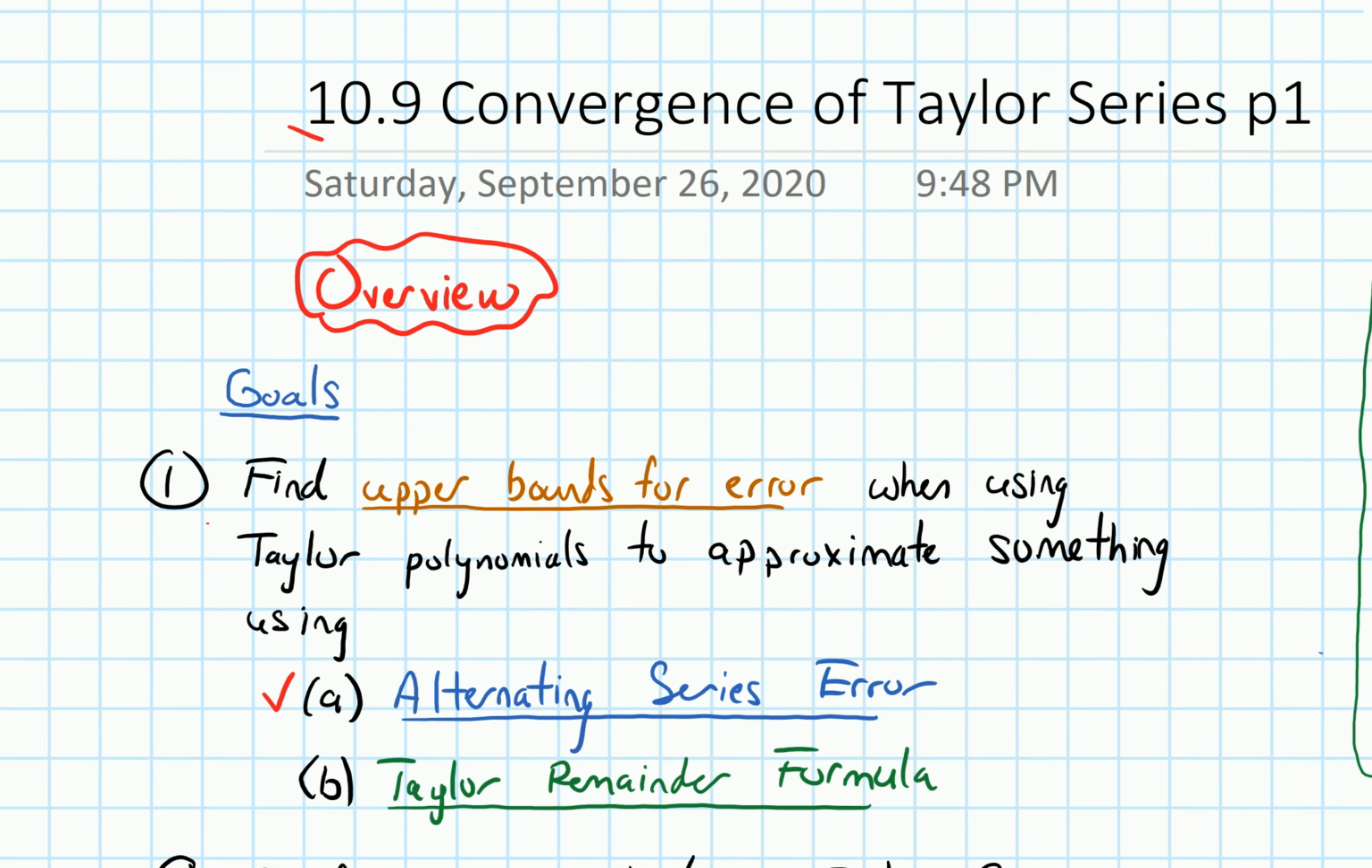Okay, so at this point, we have finished learning goal 1. We have talked about how we find an upper bound for the error using the Taylor remainder formula. In the next video, I want to get some more practice with this, so we'll do another example.